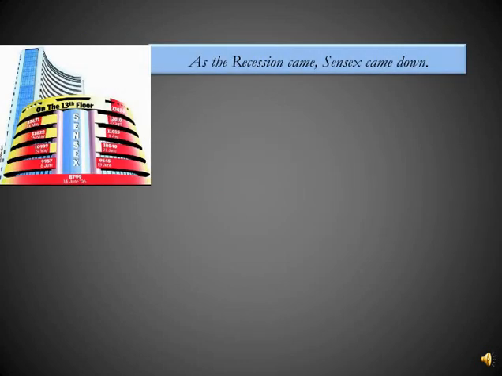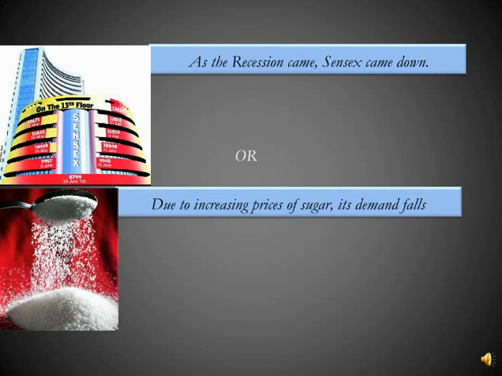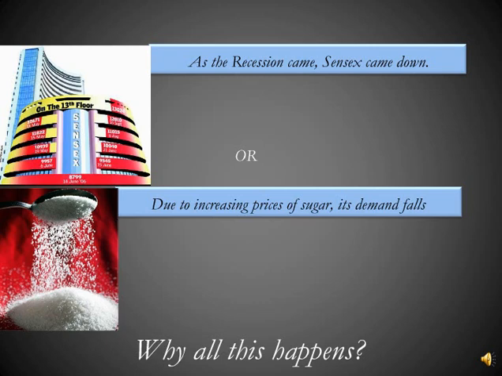methods. In our daily life, we hear that as the recession came, Sensex came down, or due to increasing prices of sugar, its demand falls. Why does all this happen? Due to a change in one thing, the other thing reacts positively or negatively. This is what we will study in correlation.